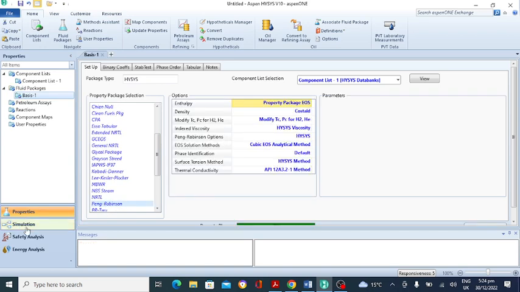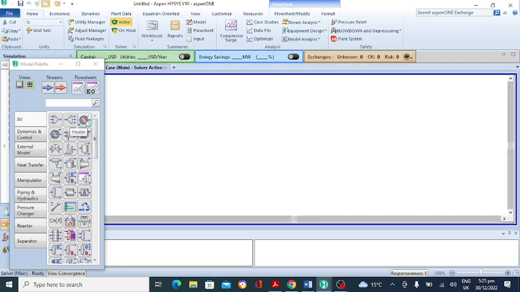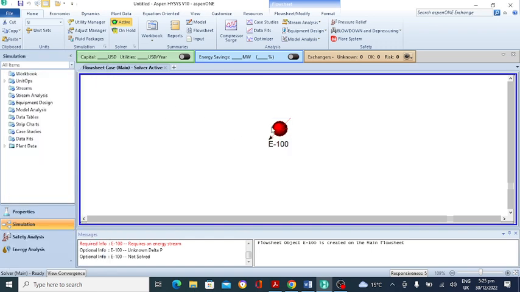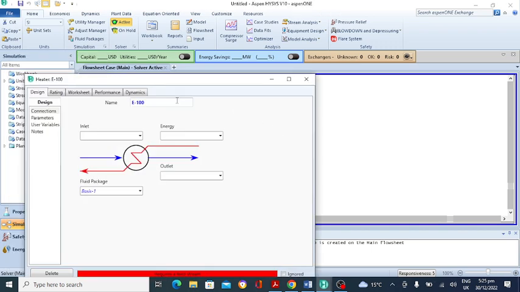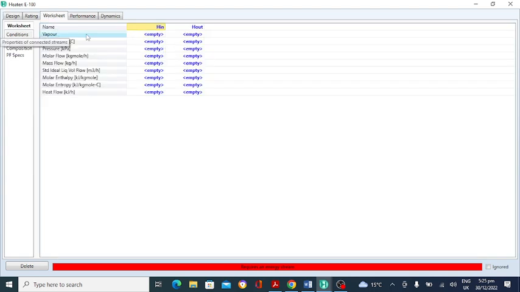Now go to the simulation, and here we will use the heater. This is a heater. So click on the heater and close this one. Double click on the heater, and this is the heater inlet, and this is the heater outlet. So now we will go to the worksheet, and we have a liquid methanol.